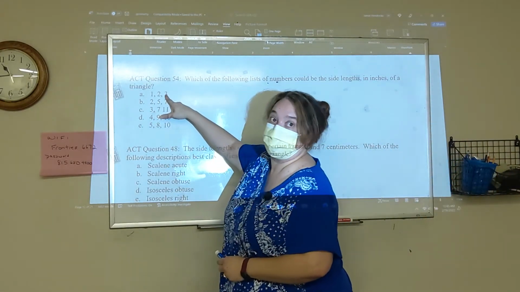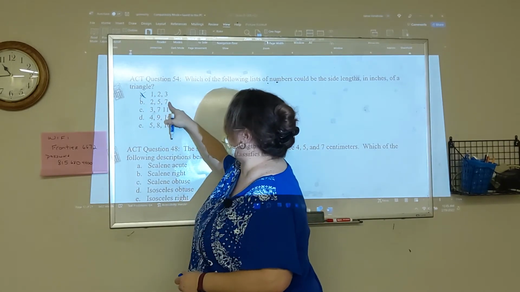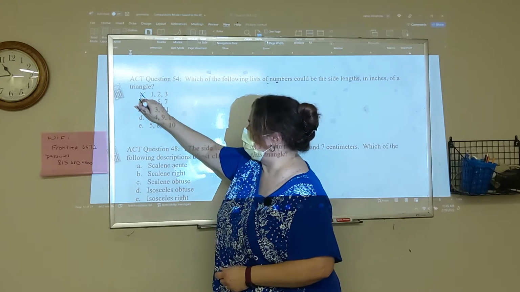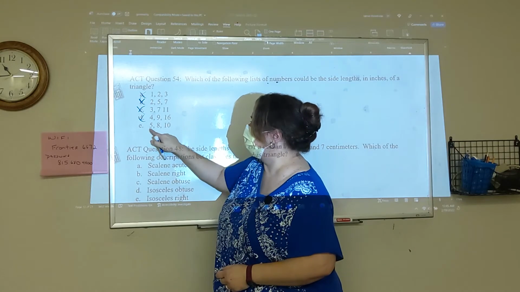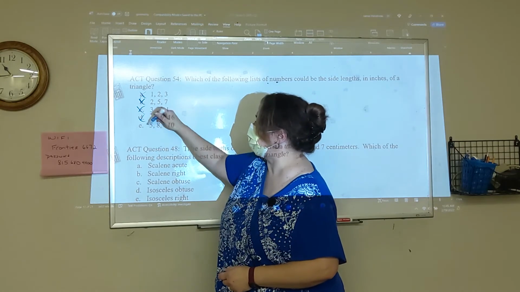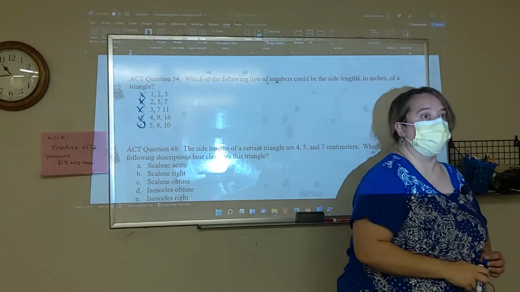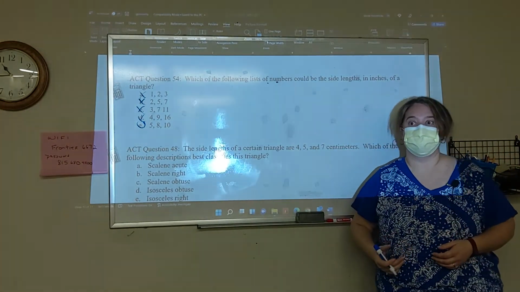1 plus 2, that's 3. That's not bigger than 3. A is out. 2 plus 5 is 7. It's not bigger than 7. It's out. 3 plus 7 is 10. That's smaller than 11. That's out. 4 plus 9 is 13. Not bigger than 16. 5 and 8 is 13. Aha, that's bigger than 10. That works. That's how that rule works. It's not hard to apply. Just don't think too hard about it.